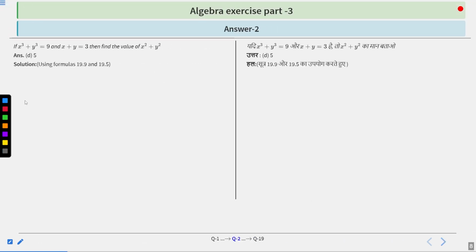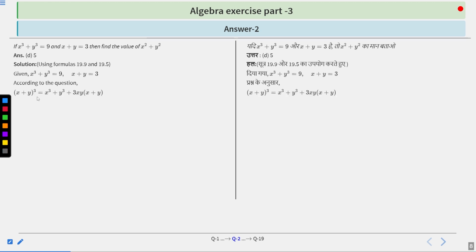So we are going to use formula 19.9 and 19.5 to solve this question. Given was x cube plus y cube is equal to 9 and x plus y is equal to 3. So according to the question, using formulas 19.9 and 19.5, that is (x plus y) whole cube equal to x cube plus y cube plus 3xy into (x plus y).